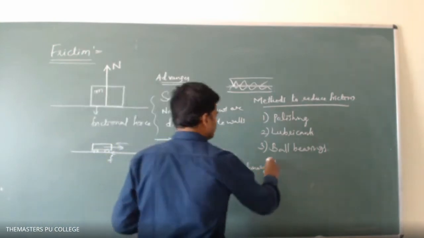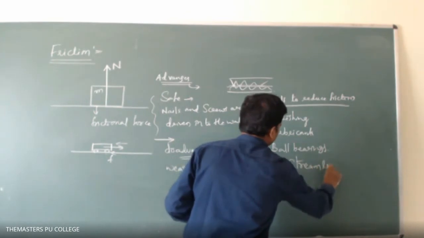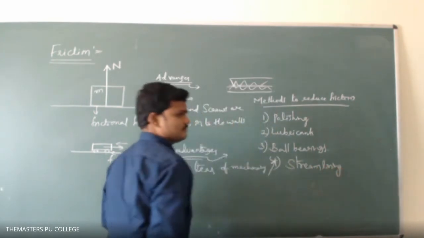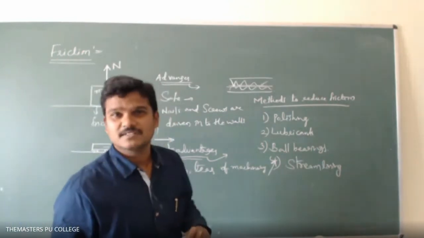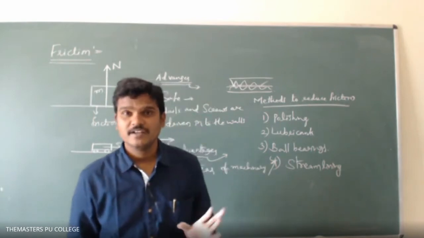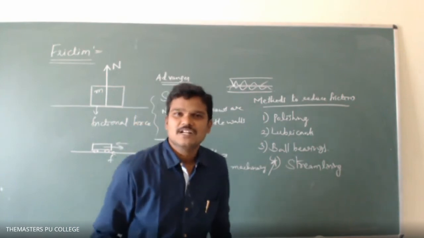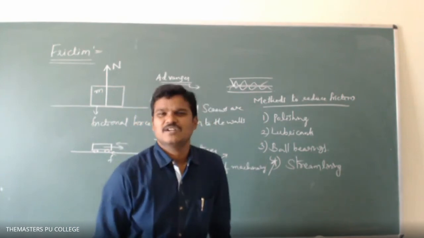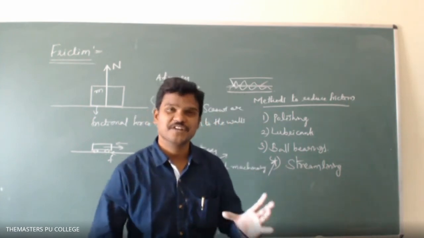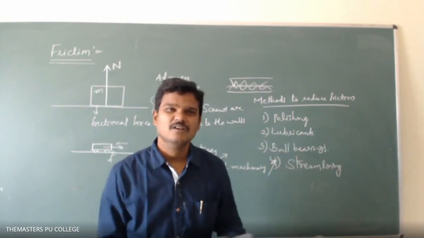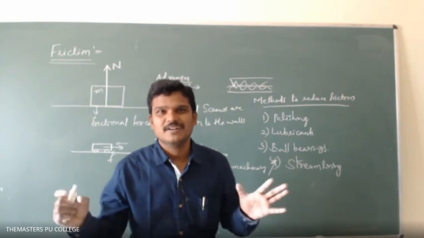And one more is streamlining. Streamlined flow will come in some other chapters, like the mechanical properties of fluids. Here I used streamlining, that's it. Observe the automobiles and aeroplanes and buses. Different vehicles have different construction, different shapes. A bus is like a rectangle, a car has some other shape. An aeroplane, you observe it, is like a bird in shape.